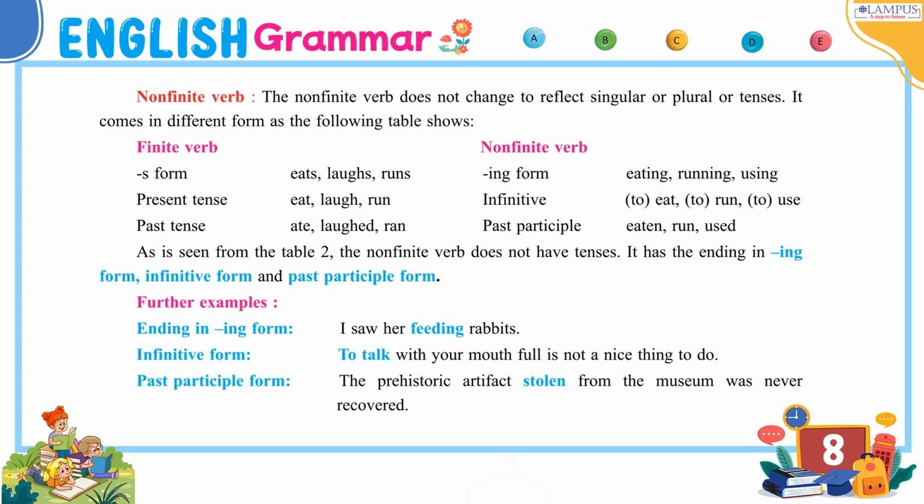As is seen from the table, the non-finite verb does not have tenses. It has the ending in ing form, infinitive form and past participle form. Further examples. Ending in ing form. I saw her feeding rabbits. Infinitive form. To talk with your mouth full is not a nice thing to do. Past participle form. The prehistoric artifact stolen from the museum was never recovered.